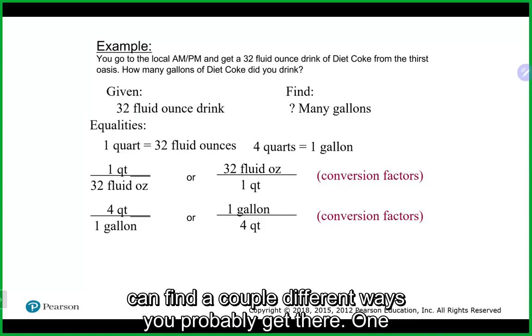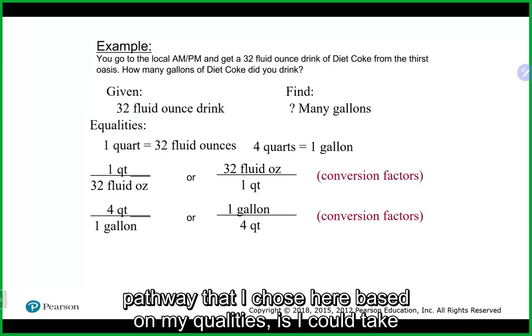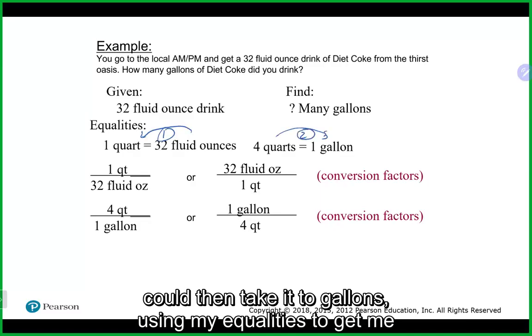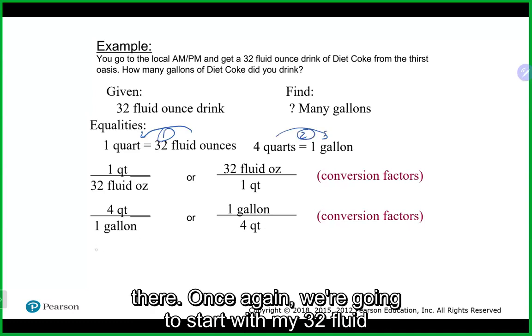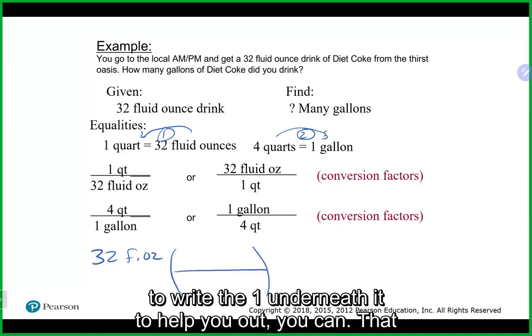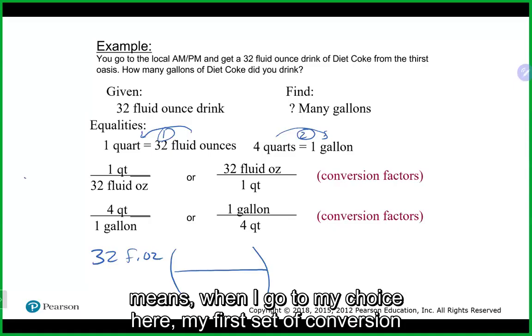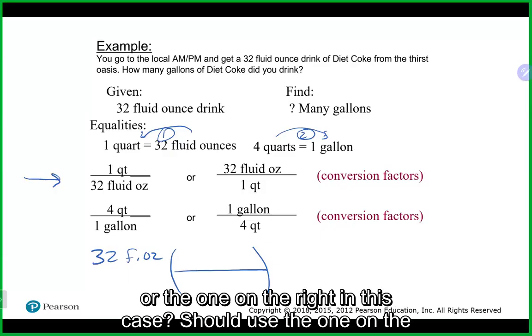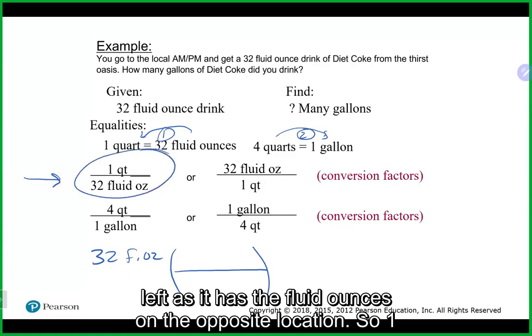And so again, you can find a couple of different ways to get there. One pathway that I chose, based on my equalities, is to take it from fluid ounces to quarts. And once I have it in quarts, I could then take it to gallons using my equalities. Once again, we're going to start with my 32 fluid ounces, which is basically up on top. If you want to write the one underneath it to help you out, you can. That means for my first conversion factor, we want to go opposite. Should I use the one on the left or the one on the right in this case? I should use the one on the left, as it has the fluid ounces in the opposite location.